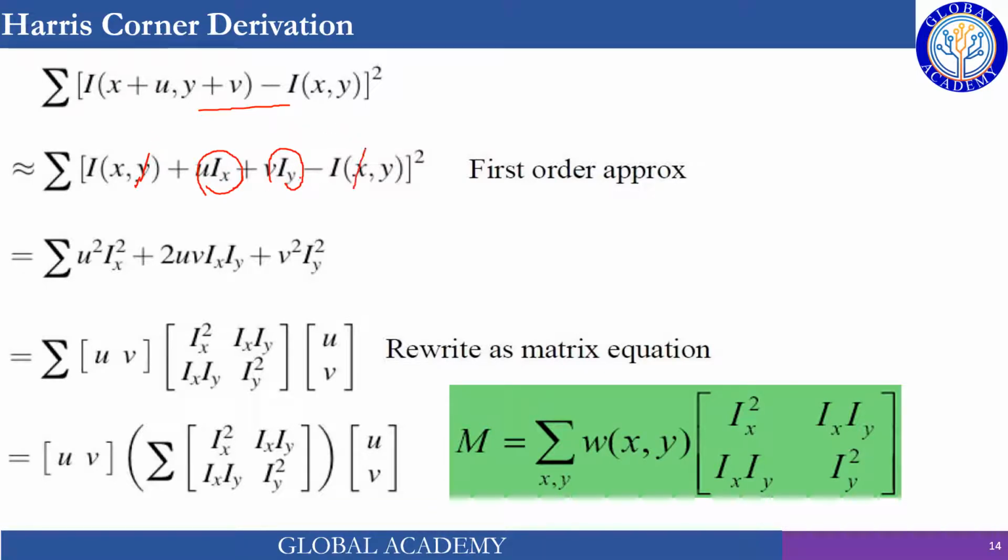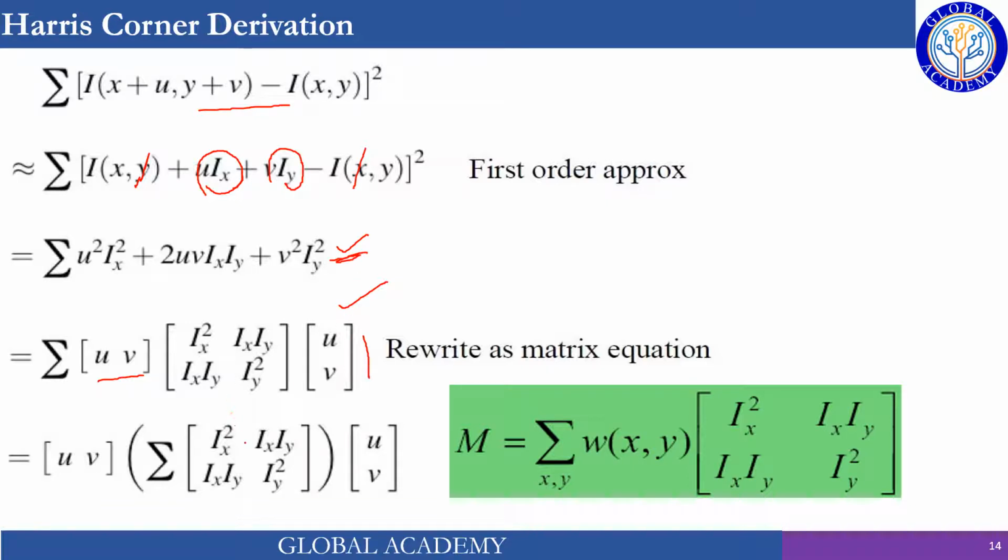So this will get cancelled, and we will be left with this one. By taking the square of this one, we will get this equation. We can write this quadratic equation, where u and v are the two variables, in matrix form. If you multiply a column matrix and this 2D matrix, you will get the same equation, this complete equation. So this is just the matrix form of this equation.